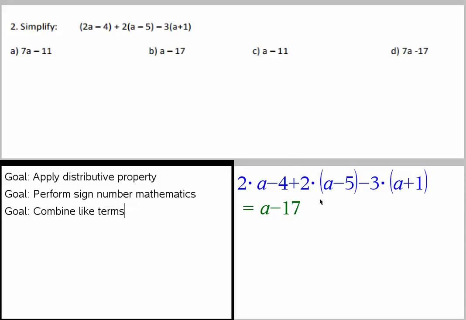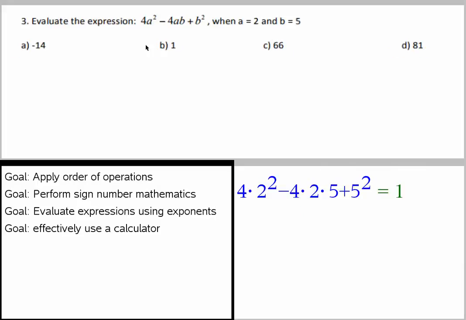If I was nervous, I might plug a value in like say 5. Well, let's do an easy value like 0. We do 0, we get -4, we get -10, we get -3. -4, -10, -3, I'm pretty sure is -17. It's the same thing you get as if you would have solved this and let a equal 0. All right, thank you for paying attention to that.